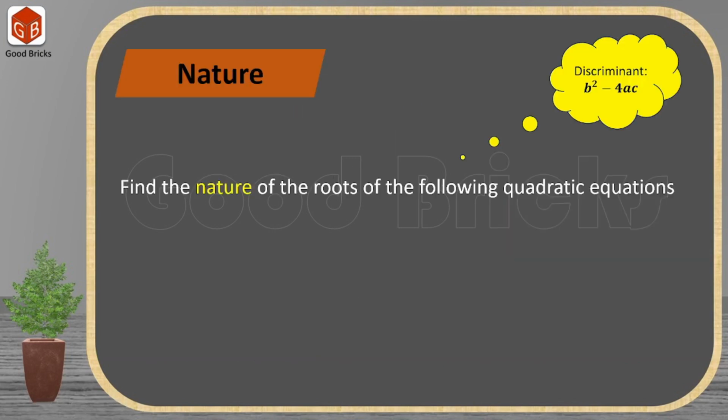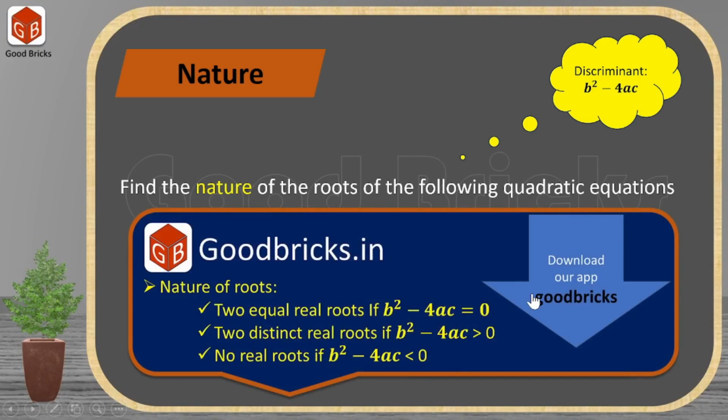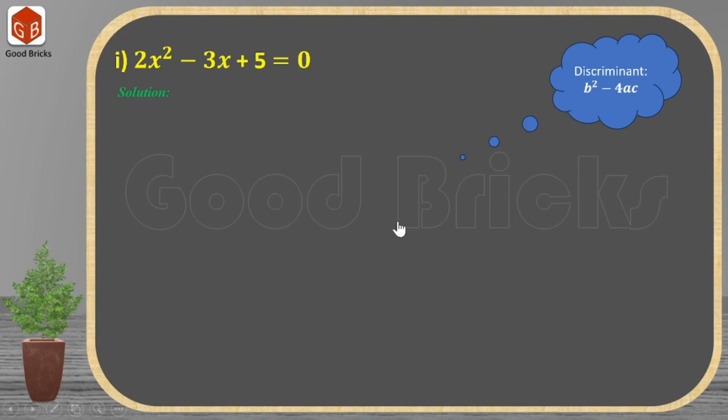Our next topic of this chapter is the nature of the roots. You know b square minus 4ac is the discriminant, and with the help of this discriminant we can find the nature of the roots of a given quadratic polynomial. If you want, you can take a screenshot or note down all these formulas, which are going to really help you a lot in the exam. So let us solve some problems based on the nature of the roots or discriminant.